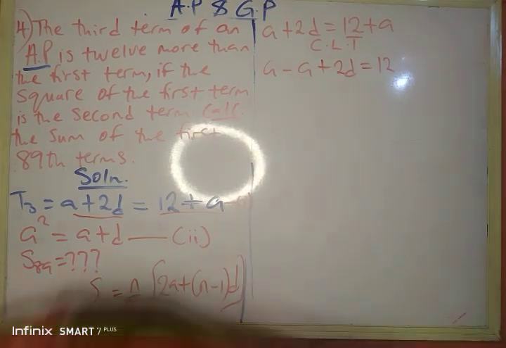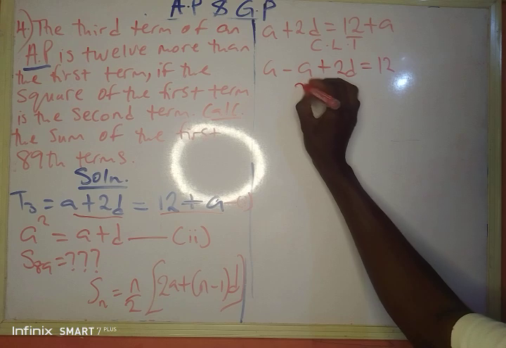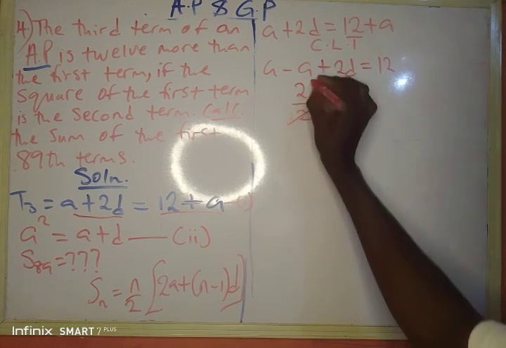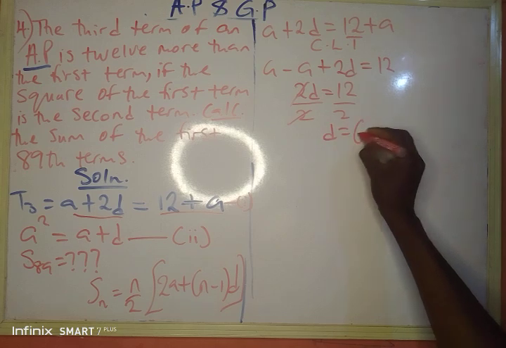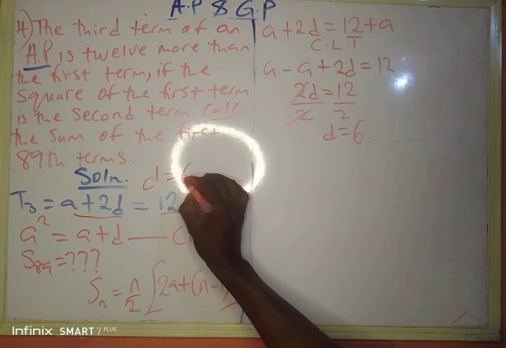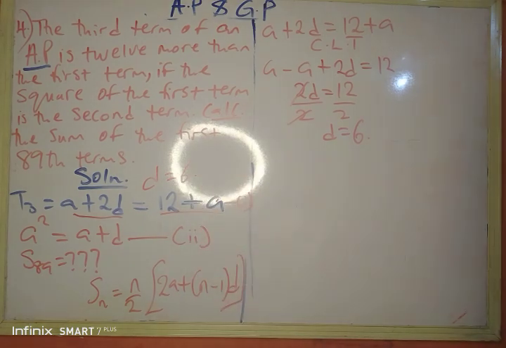So A minus A is 0. We say 2D equals 12. Divide both sides by 2, 2 cancels 2. So D equals 6. Let's keep it somewhere: D equals 6.